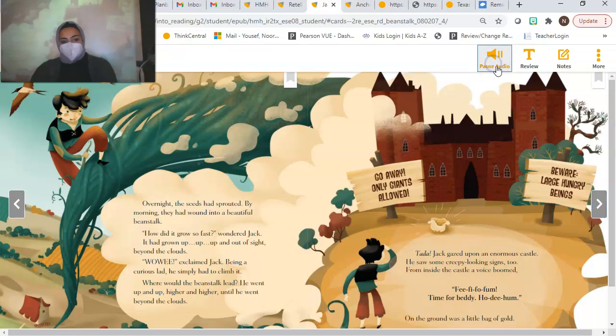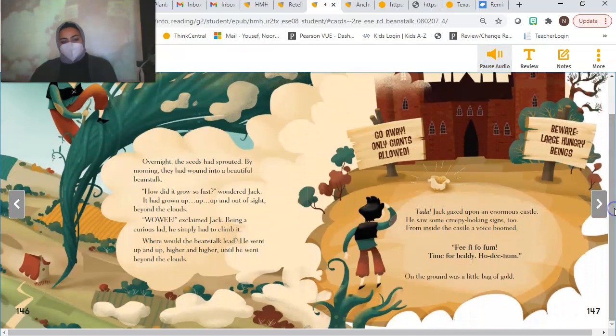So let's see. Overnight, the seeds had sprouted. By morning, they had wound into a beautiful beanstalk. How did it grow so fast, wondered Jack. It had grown up, up, up, and out of sight beyond the clouds. Wowee! Exclaimed Jack. Being a curious lad, he simply had to climb it. Where would the beanstalk lead? He went up and up, higher and higher, until he went beyond the clouds.